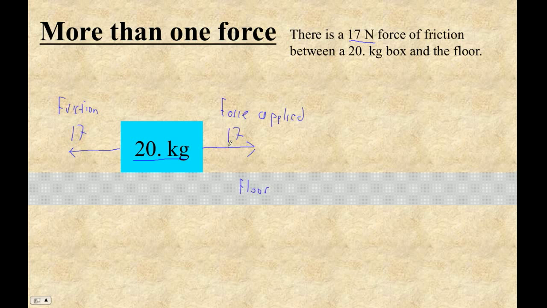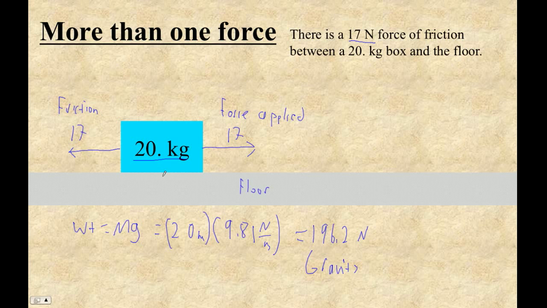Now that wouldn't be the only force acting on this, of course. There's still the force of gravity pulling this thing down, and that force is going to be the weight. The weight is equal to m times g. So 20 kilograms times 9.81 newtons per kilogram, and 20 times 9.81 is 196.2. So that's the force of gravity.